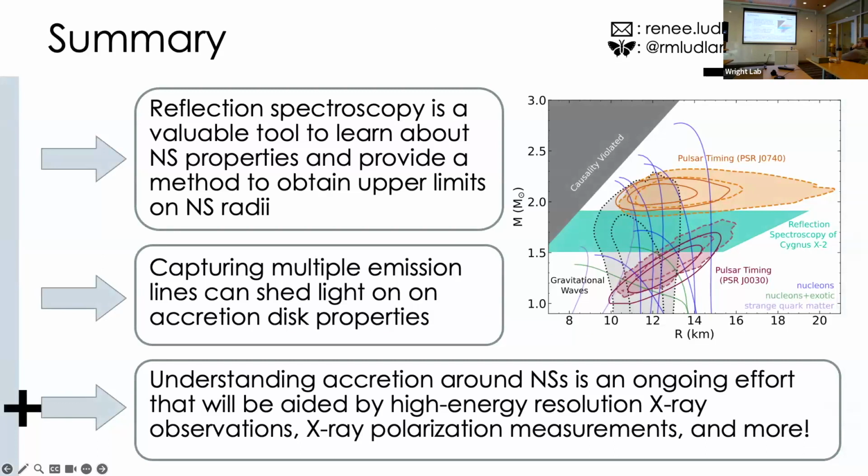So I'll conclude, and then you can ask any questions that you would like. But I hope I've convinced you that reflection spectroscopy is a very valuable tool for learning about the properties of neutron stars, but also providing complementary, independent constraints on neutron star radii by providing a conservative upper limit currently. By capturing these multiple emission line components by utilizing either ultra-compact systems or otherwise, we can really shed light on accretion disk properties, such as how the ionization changes as a function of radius, or what the emitting geometry is of our compact coronal region.